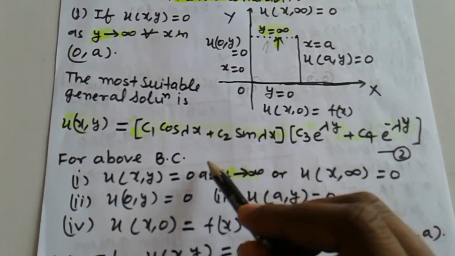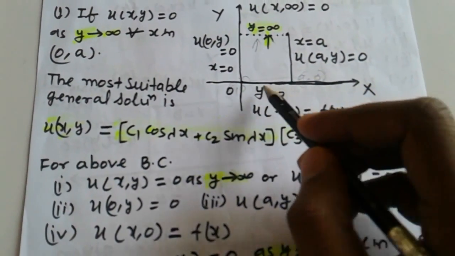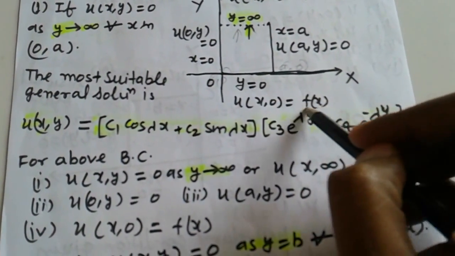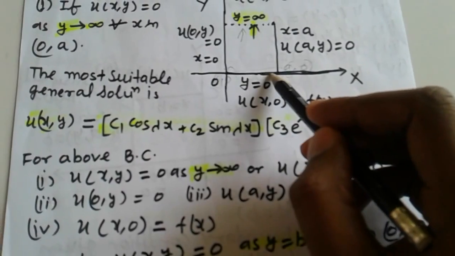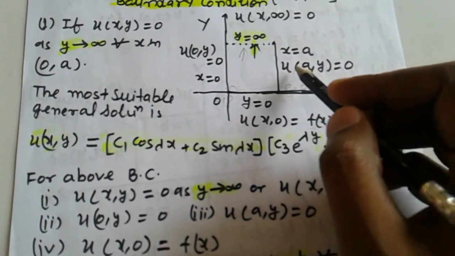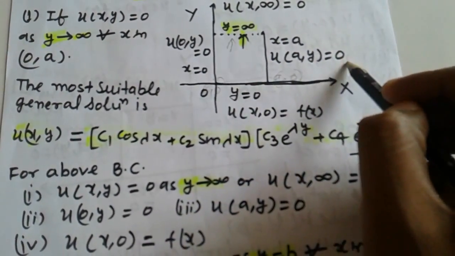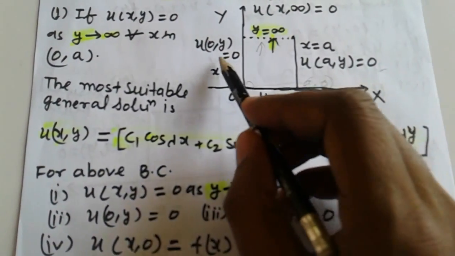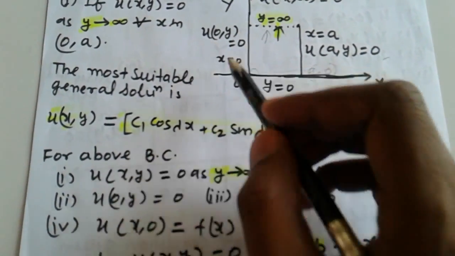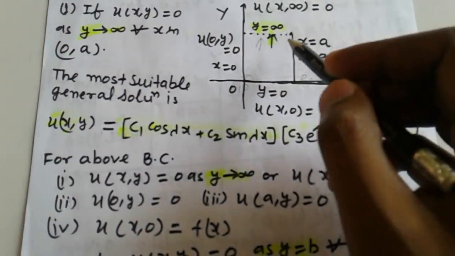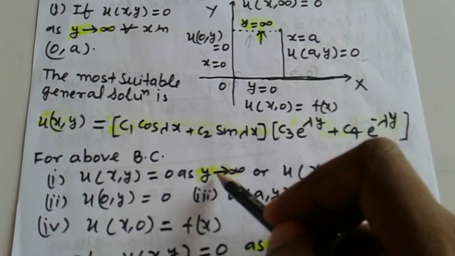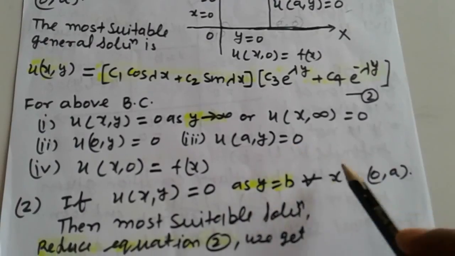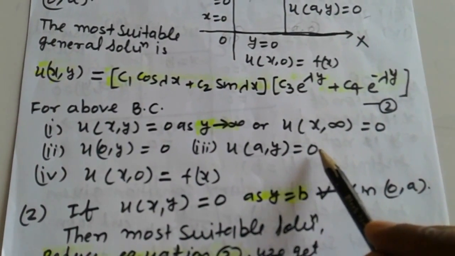So for the above boundary conditions: first, at y = 0, u(x,0) = f(x) along the x-axis, that is the initial condition. Here x = a, so u(a,y) = 0. Third, x = 0, so u(0,y) = 0. And as y tends to infinity, u(x,∞) = 0.